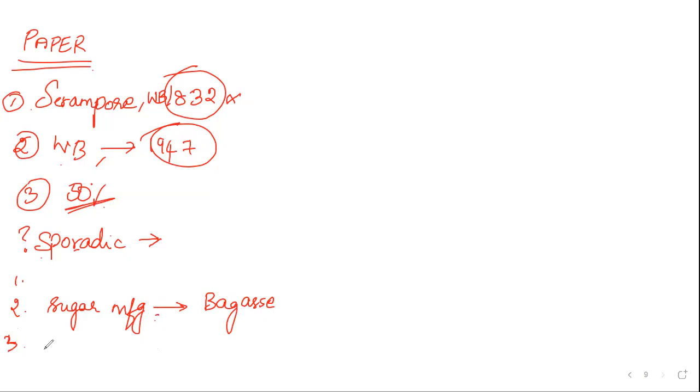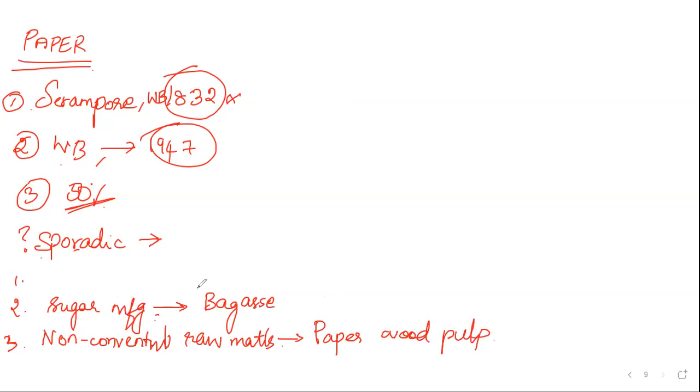Then many units are switching over to non-conventional raw materials for the manufacturing of paper. What are non-conventional raw materials? Ideally, we have studied that paper is obtained from wood pulp. Yes, that's what we have read in childhood. But right now, industries are switching over to many non-conventional raw materials.